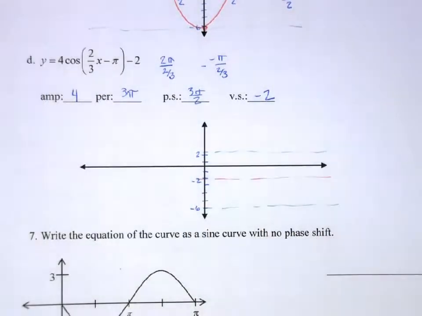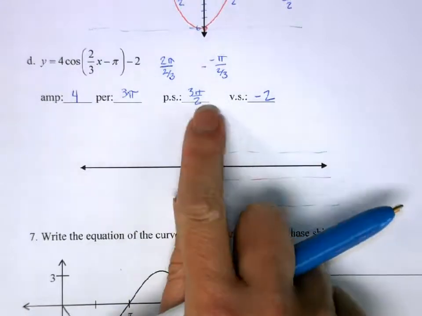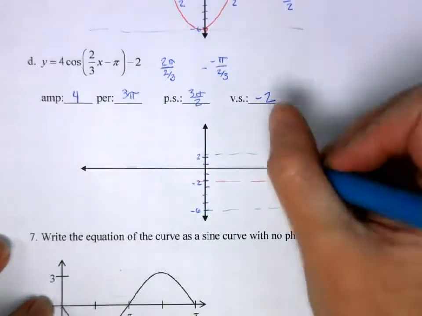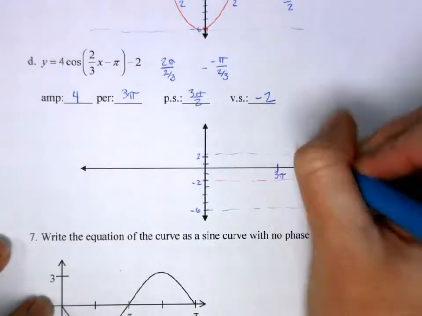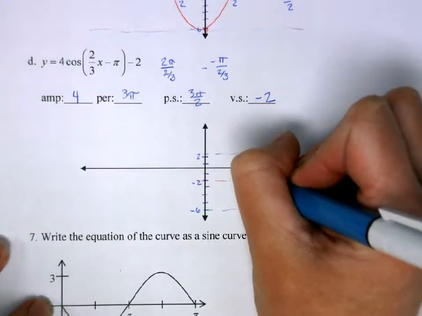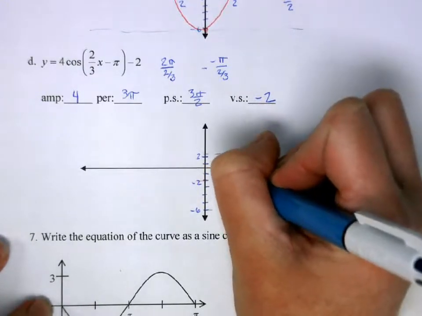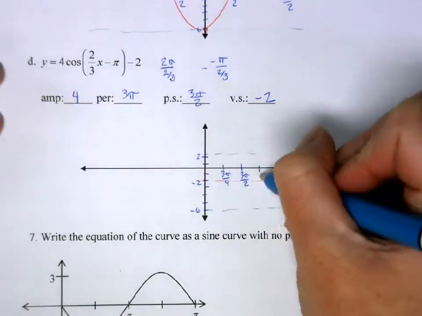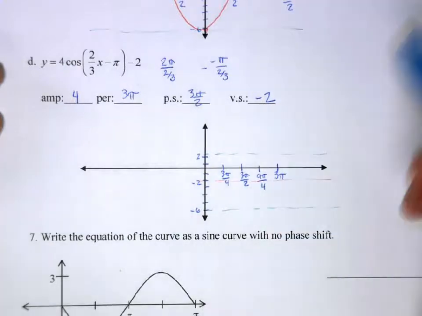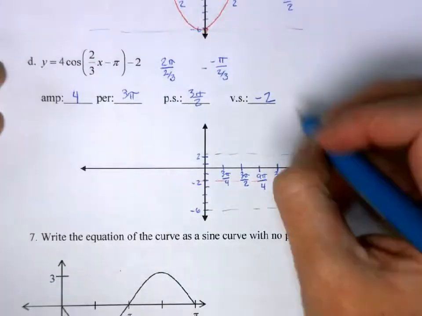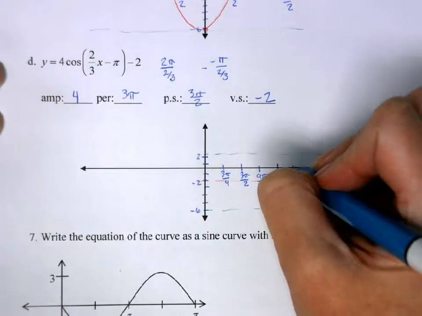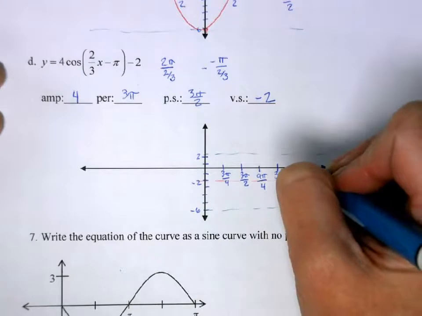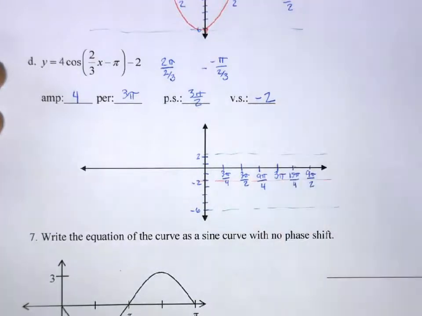Okay, I have a phase shift of positive 3 pi over 2. So I'm going to show you 2 ways we can do this. I'm going to put 3 pi here and divide that into 4, because that's our period. So 3 pi over 4, 6 pi over 4, 9 pi over 4. And then I have a phase shift that's going to move it to the right. So I'm going to go ahead and extend. That would be 12 pi over 4, 15 pi over 4, 18 pi over 4, 9 pi over 2.